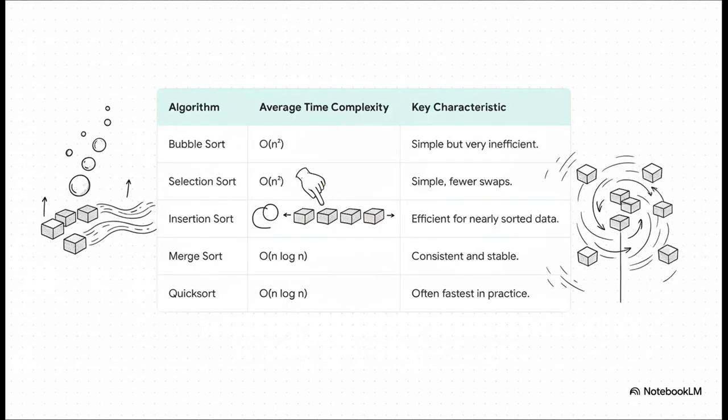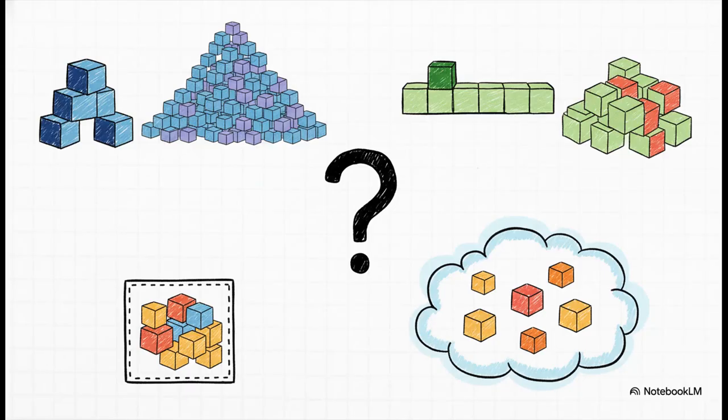Let's just put it all together on this handy summary table. Bubble and selection sort are O(n squared), which makes them pretty slow for large data sets. Insertion sort is also O(n squared) in the worst case, but like we said, it's got that special talent for nearly sorted lists. And then we have our divide and conquer champions, merge sort and quicksort. They're both O(n log n), offering consistent, fast performance, with quicksort often being the fastest of all in most real-world scenarios. So at the end of the day, there is no single best algorithm.